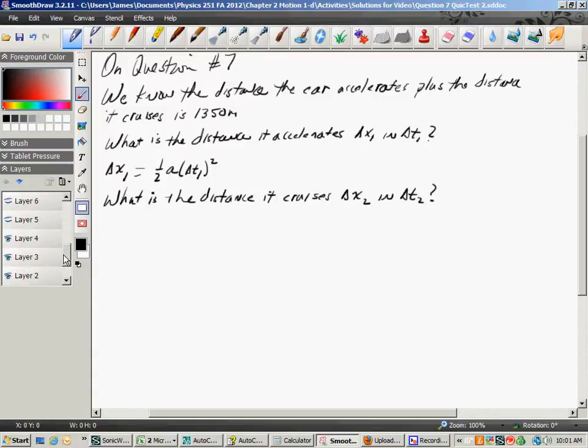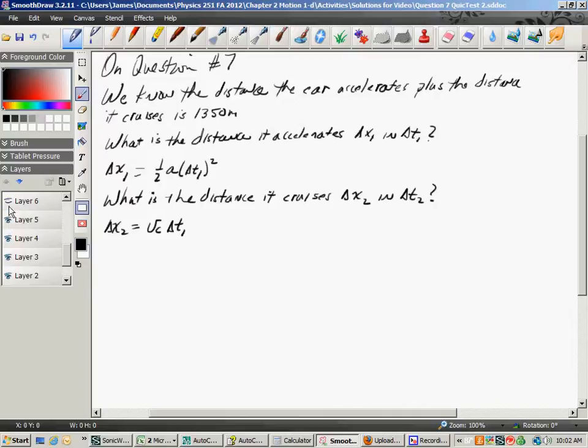What is the distance it cruises in delta x2, the distance through which it cruises, and the cruising delta t2, the cruise time? Pause the video and write your answer down. Of course, that's delta x2 is equal to the cruising speed times delta time 2, not time 1, time 2.